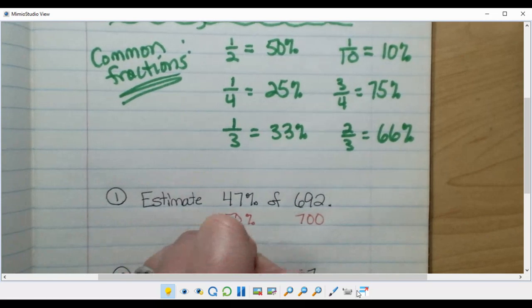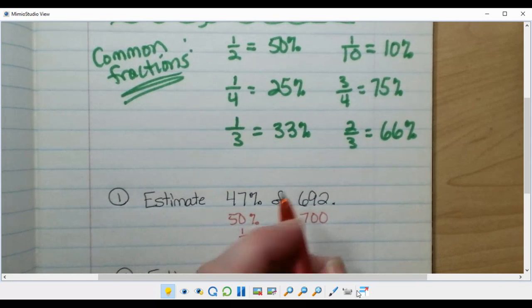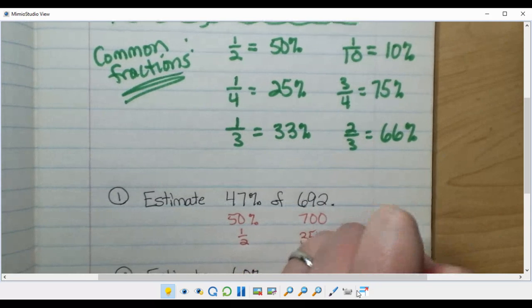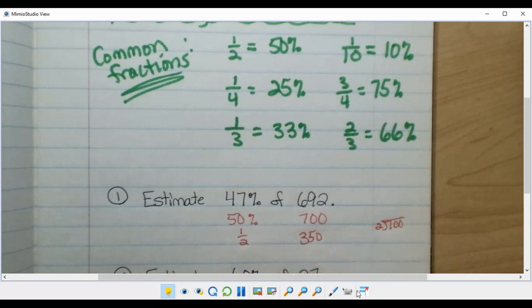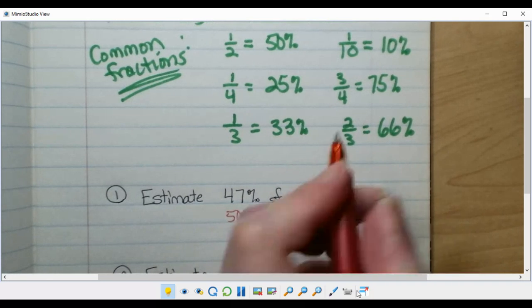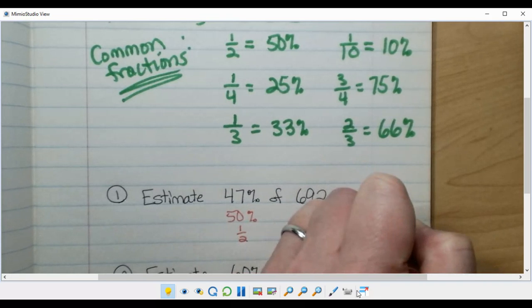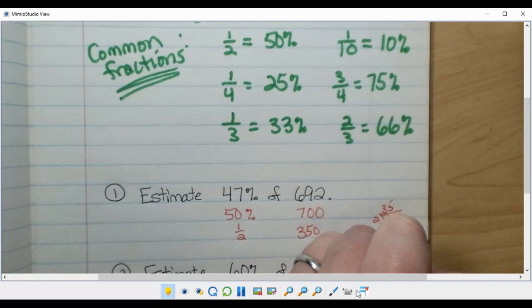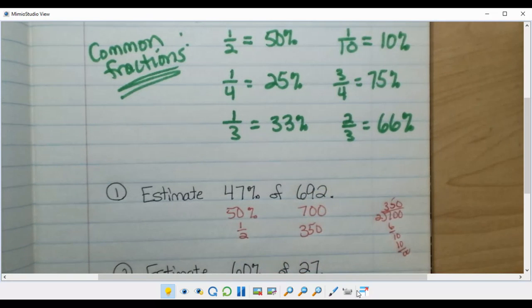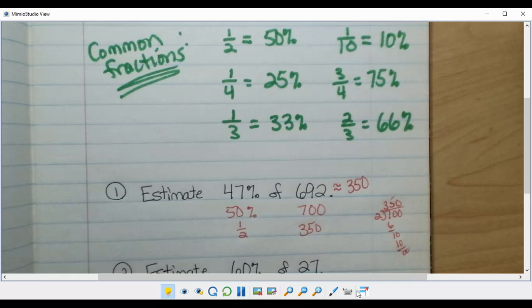Now, I know that 50% is 1/2, which is why I keep saying this, so I'm going to take half of 700. You could do it over on the side. Half, of course, is divided by 2. You might know that half of 7 is 3.5. So we can add some zeros on. We get 350. I just want to show you real quick. That's where I got the 350 from. So if I had to estimate 47% of 692, I'm going to say that my answer is somewhere around 350.